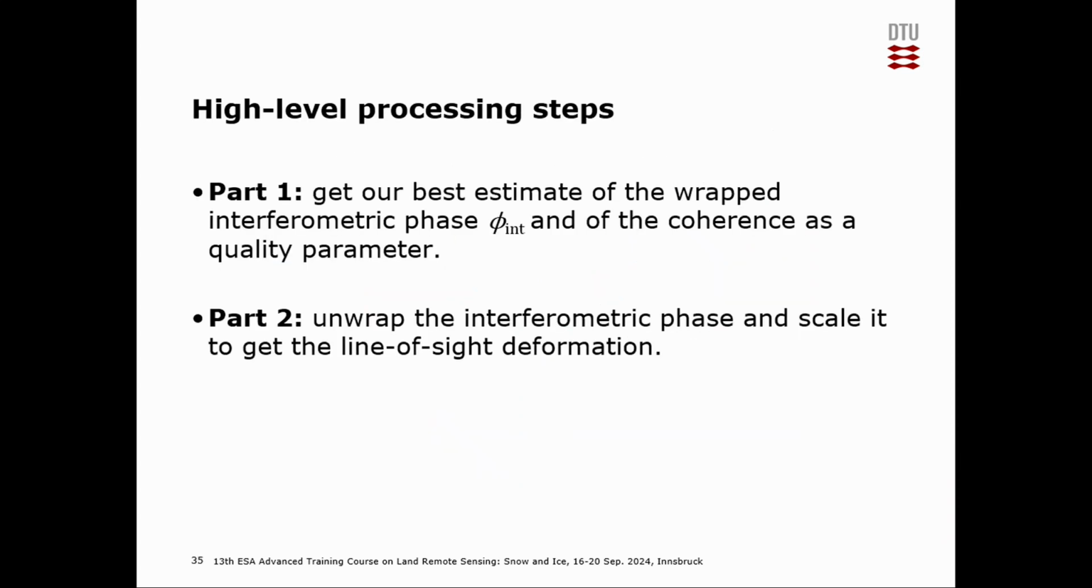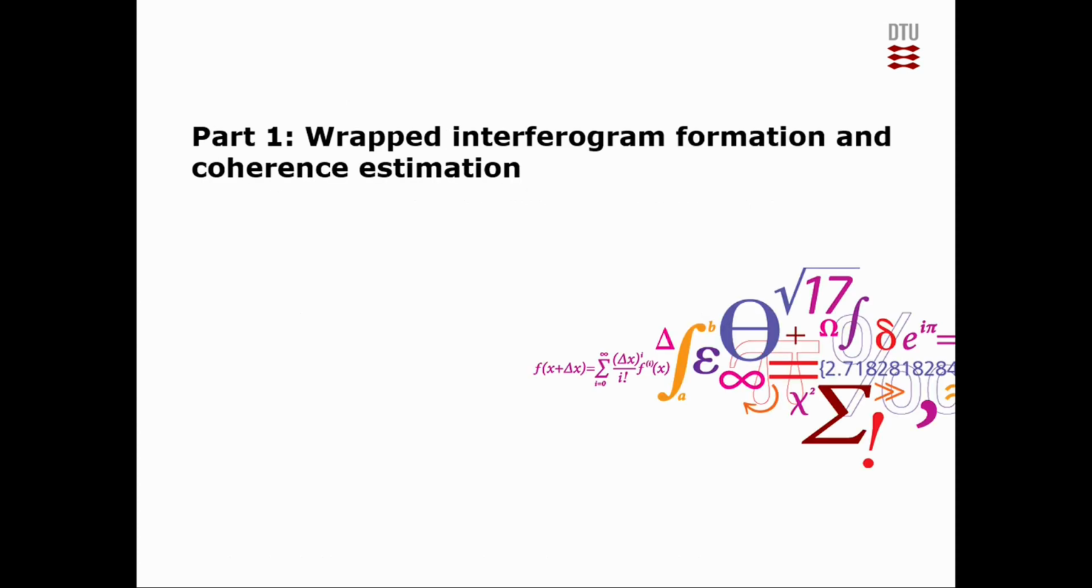Very tricky step. So, high-level processing: our first goal is to get our best estimate of the wrapped interferometric phase, like the interferograms you have seen until now. And we'll also generate a map of coherence as a quality parameter, because we know that where coherence is 0, our phase differences are unreliable, not related to motion. Part 2, we'll have to unwrap these phase differences and scale them so that they will be a measurement of motion towards and away from the radar.